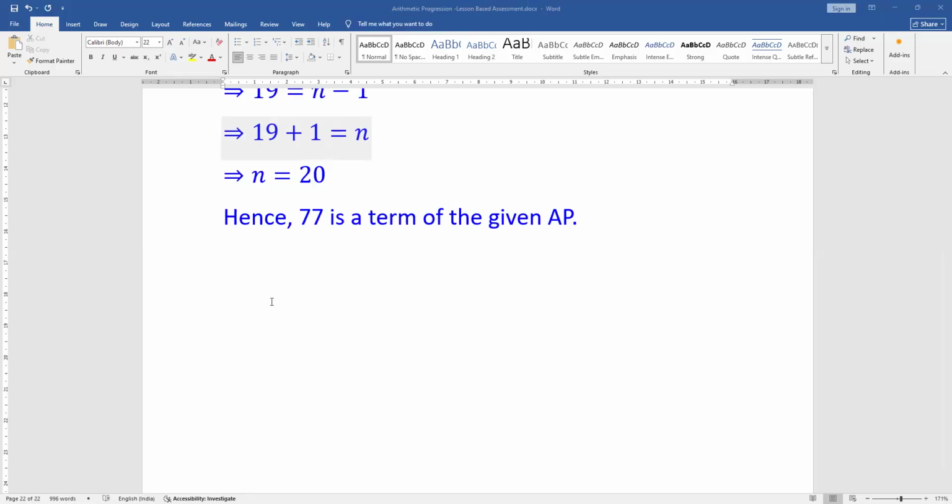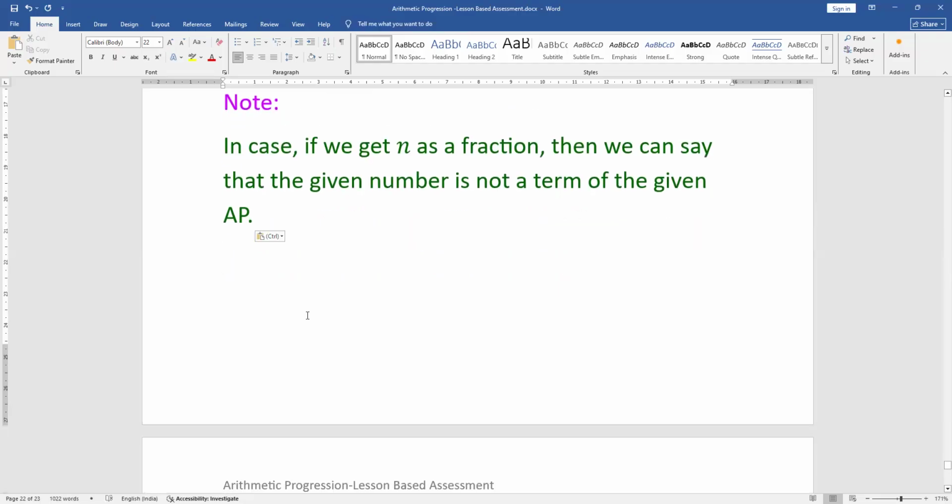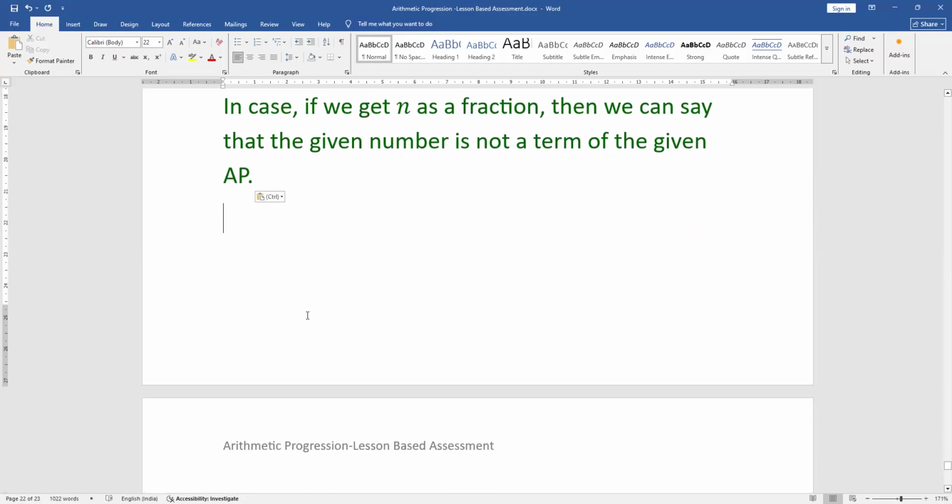Same question, suppose n equals 23/5. Suppose it came somewhere close, for by chance. So at that time you should conclude that it is not a term of the given AP. So just write down here. Note: in case you get a fraction, then you can say that the given number is not a term of the given AP.